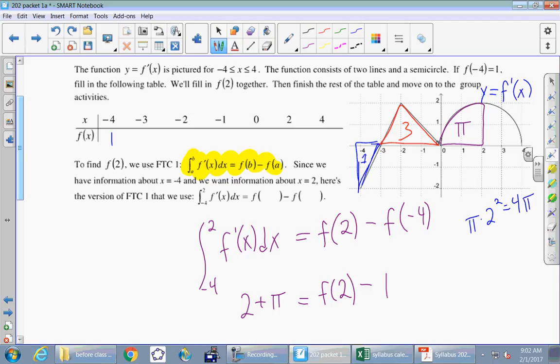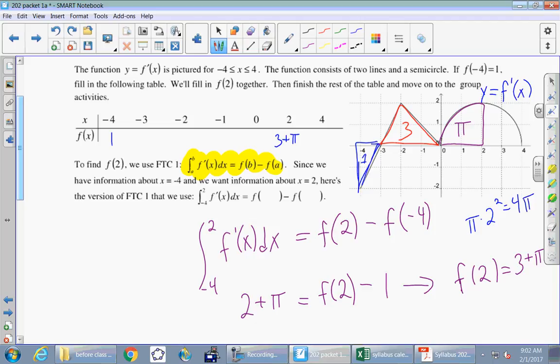Okay, and so now it's just a simple matter of finding f of 2. F of 2 equals, all right, what do we get? We add 1, 3 plus pi. Is that okay? So it was 2 plus pi, and then I just took this -1 that was already here and added it. Now we're solving for f of 2. So add 1, 3 plus pi. Okay, so we can fill that in our table. We just calculated f of 2, and we got 3 plus pi. That's it.